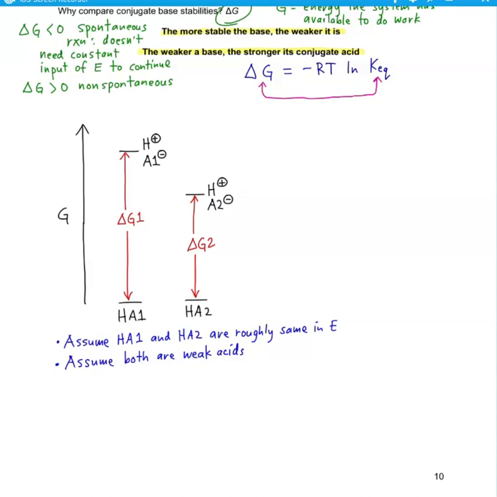Now, when we look at the products of each of these dissociations, in each of them, there's a proton. So energetically, that's a wash between the two. So what we're really comparing is the energy of A1 minus and the energy of A2 minus. The first thing we can see is that A2 minus is farther down on the diagram. It is lower in energy than A1 minus. So A2 minus is the more stable of the two conjugate bases. This is the more stable conjugate base. A1 minus is the less stable conjugate base.